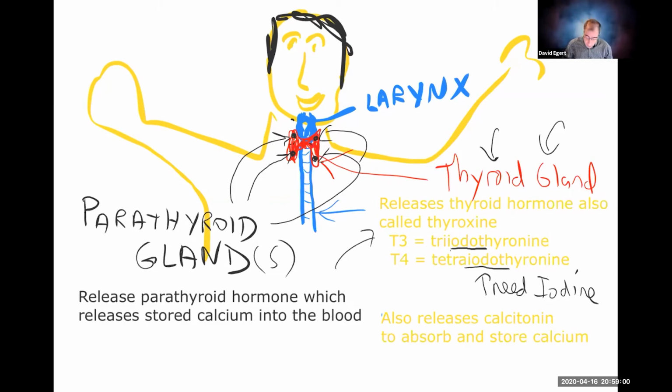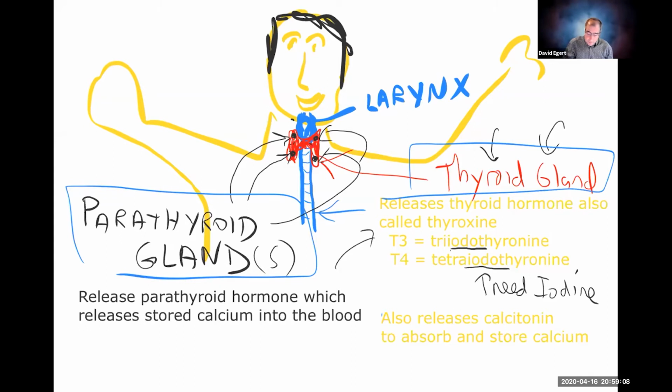So again, the thyroid gland and the parathyroid gland are different. They're their own separate, unique things, but they are co-located together. Parathyroid glands are sitting in little encapsulated islands underneath the backside of the thyroid gland.